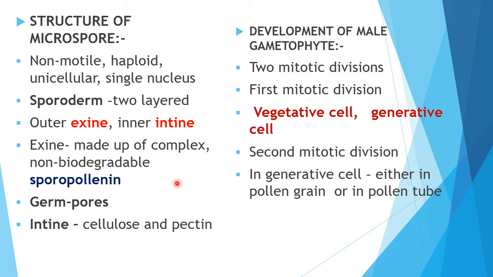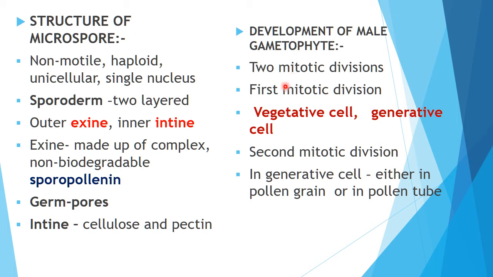Okay, now coming to the development of the male gametophyte. How is it formed? Two mitotic divisions take place. One meiosis is already over, and by that meiosis four haploid microspores, or pollen grains, are formed. Now this haploid microspore undergoes two mitotic divisions. We have already studied mitosis, the equational division. So there are two divisions.